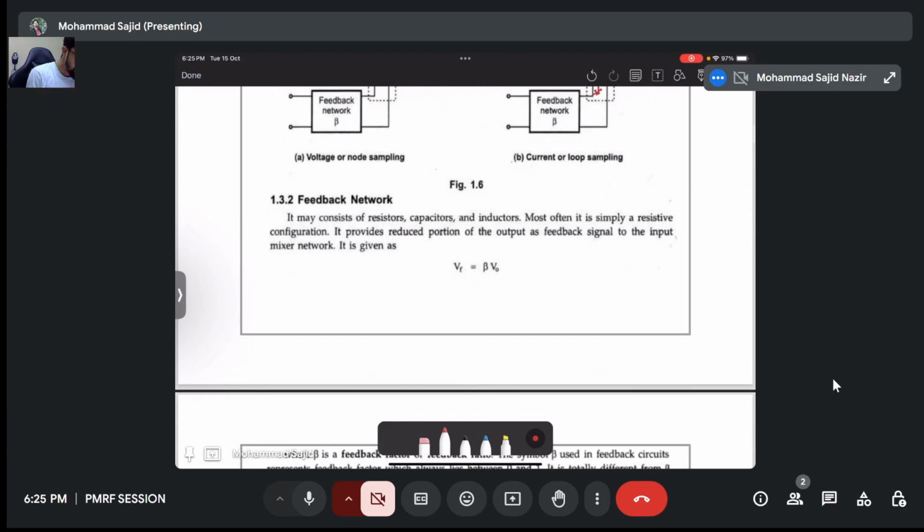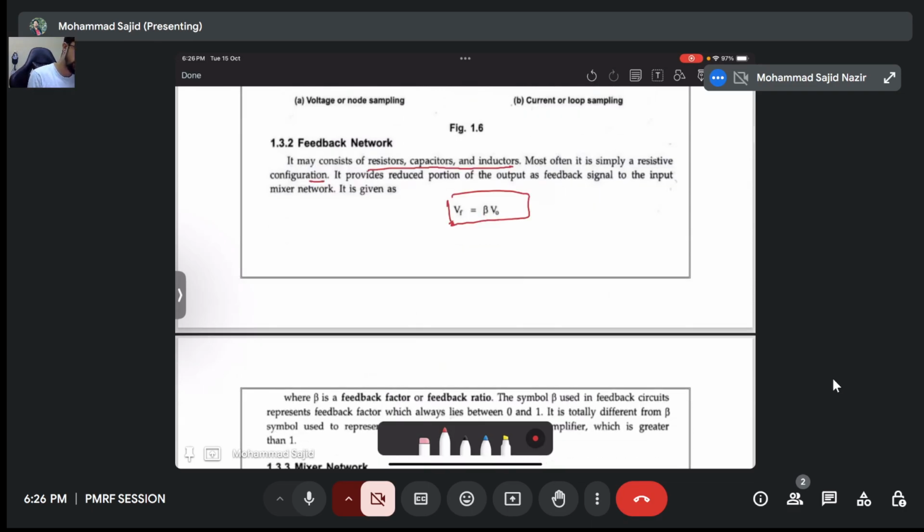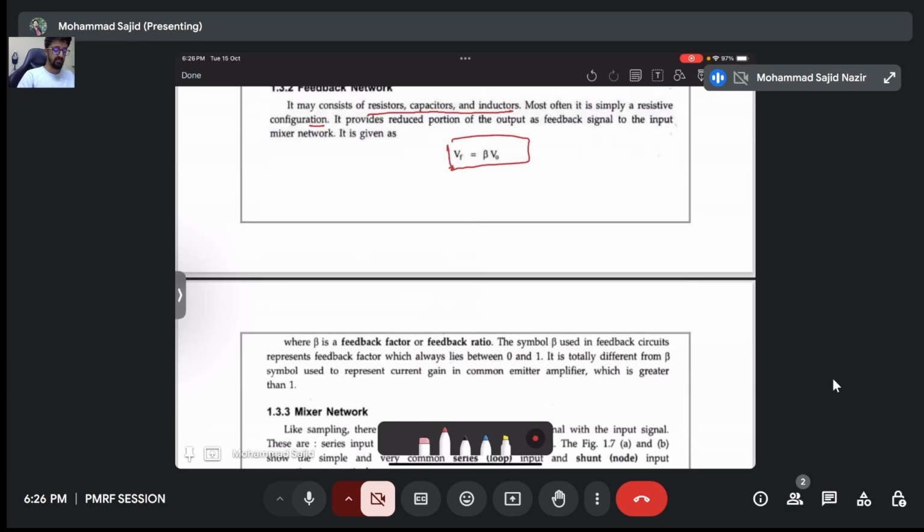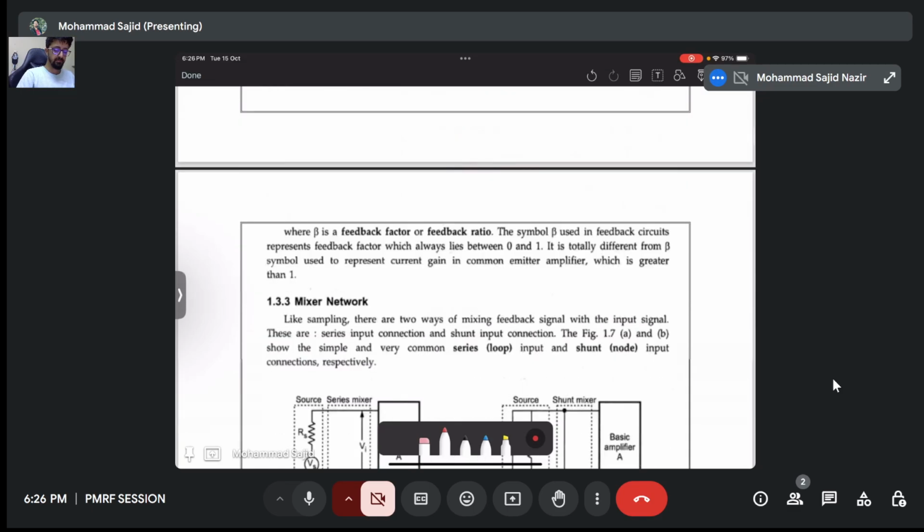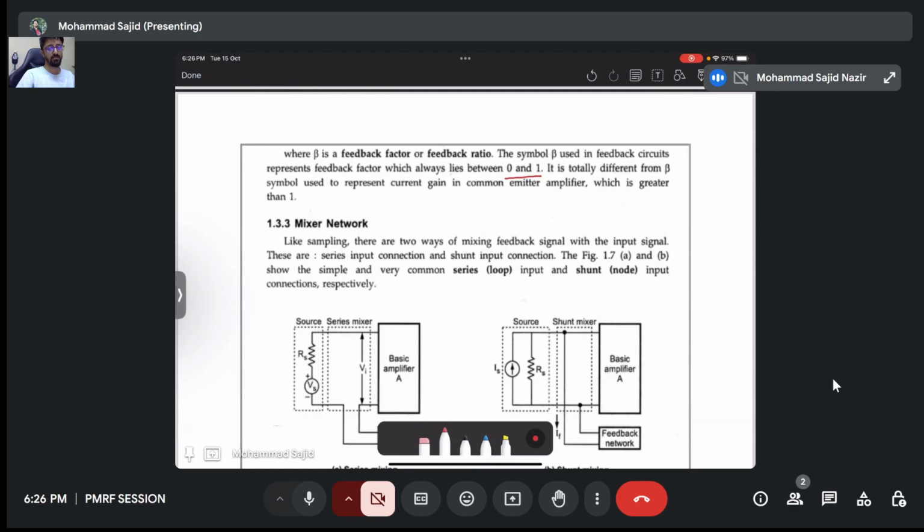A feedback network, as I said earlier, consists of passive elements. It may consist of resistors, capacitors, and inductors. Most often, it is simply a resistor configuration. It provides a reduced portion of the output as a feedback signal to the input mixing network. Similarly, it will be IF equals beta times I out, where beta is the feedback factor. Its value lies between 0 and 1 because it's a passive network.